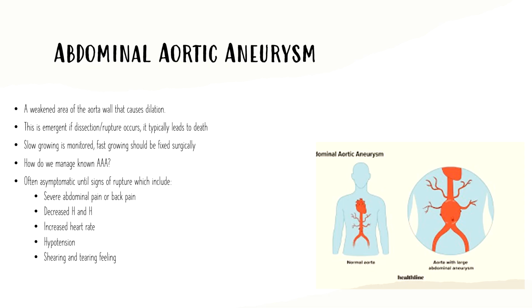And then we would be monitoring their labs, like their hemoglobin and hematocrit, because the abdominal aorta has ruptured and it can be bleeding internally, so the blood is in that area instead of being in the vascular system, so we would see a decrease in hemoglobin and hematocrit.